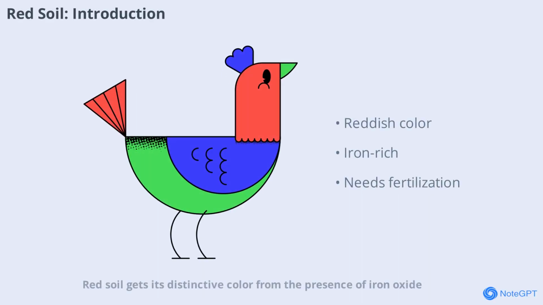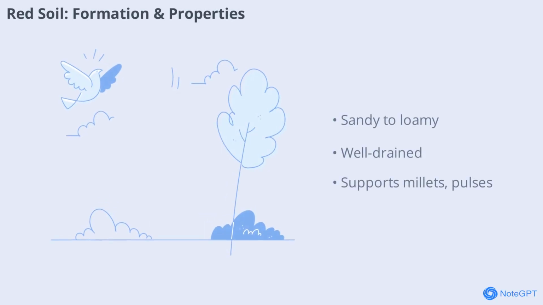Red soil gets its distinctive color from the presence of iron oxide. It is commonly found in southern and eastern India, including states like Tamil Nadu, Karnataka, Odisha, and parts of Chhattisgarh. These soils are generally poor in nitrogen, phosphorus, and organic matter, but can be productive with proper fertilization. Red soil is formed by the weathering of ancient crystalline and metamorphic rocks.